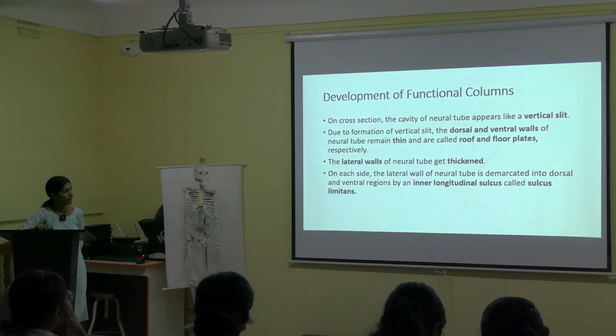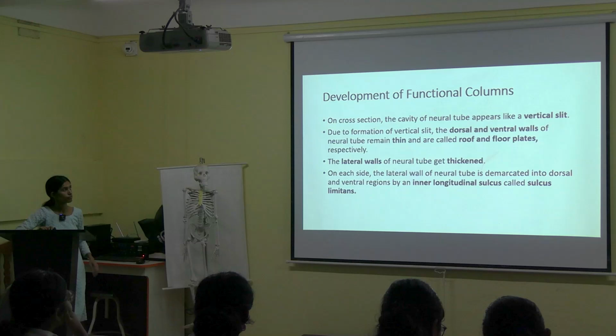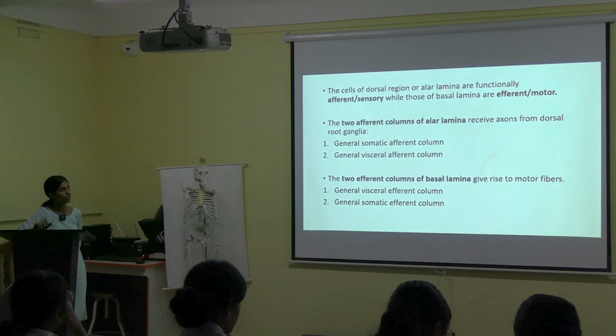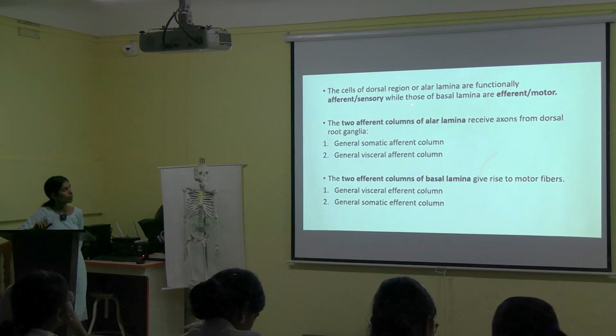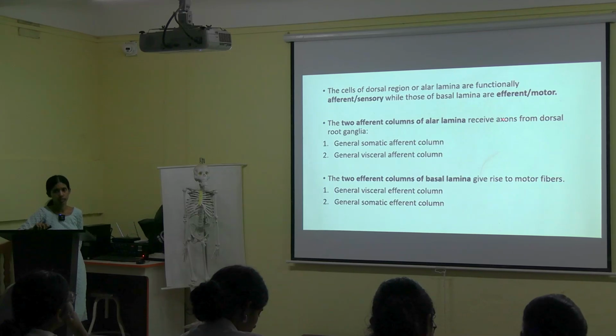On each side, the lateral wall of the neural tube is demarcated into dorsal and ventral regions by an inner longitudinal sulcus, that is called the sulcus limitans. Any doubts? The cells of the dorsal region are named the alar lamina, which are functionally afferent or sensory, while those of the basal lamina are efferent or motor.